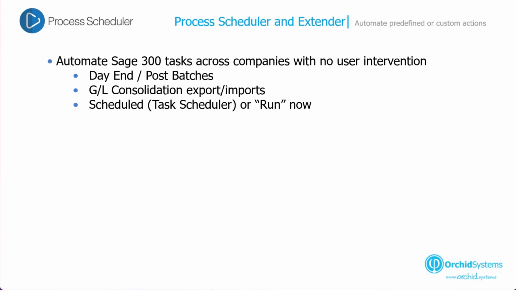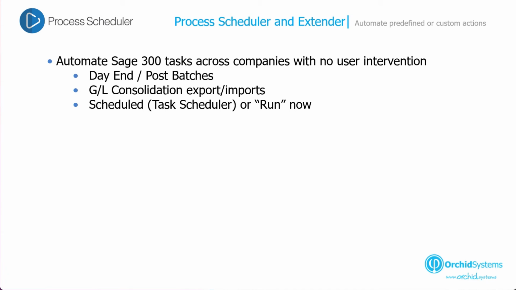Process Scheduler can be used to automate predefined or custom actions when used with Extender. For example, you can automate Sage 300 tasks across companies with no user intervention, for example, day ends or posting batches, or GL consolidations, exports and imports. So you could have a schedule that runs the GL consolidation export out of the 5 different subsidiary companies and then logs into the GL consolidated company and runs the 5 imports.